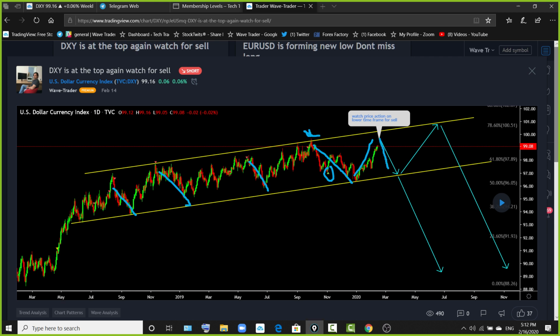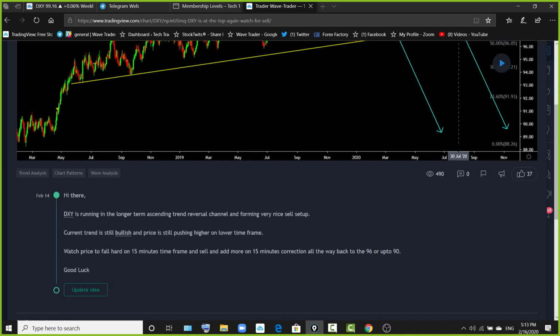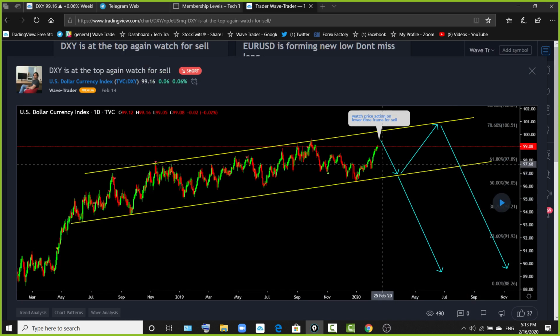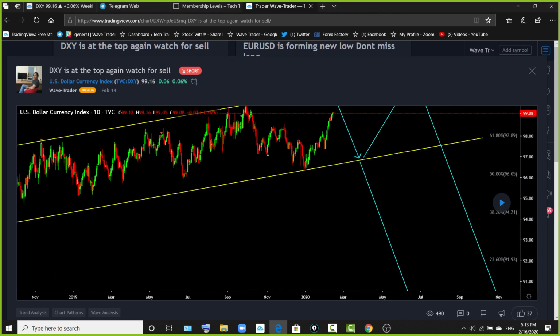So either it drops for another corrective move, similar to the previous one, and goes back up for another up move, or it reverses the trend. Drop aggressively, correct, and reverse the trend for the longer term. We'll show you on the lower time frame what you are looking at on this chart.